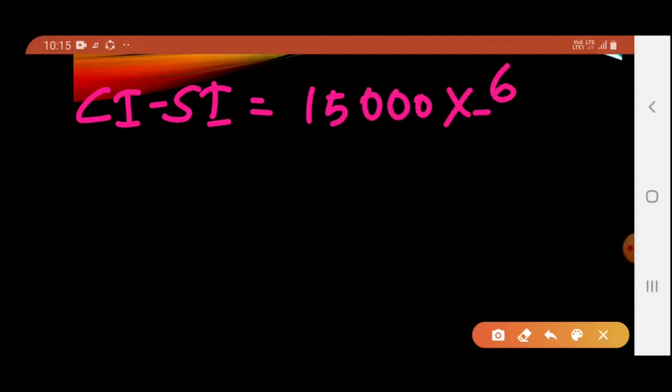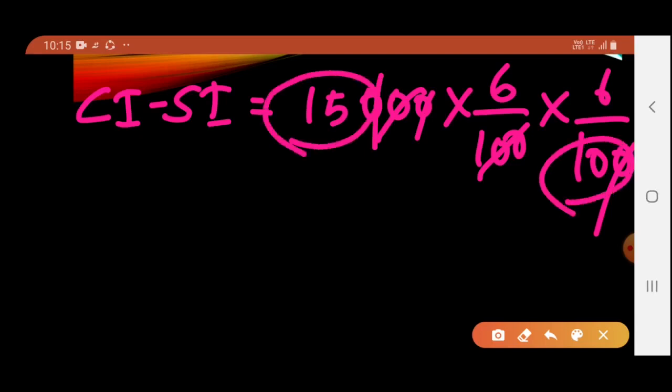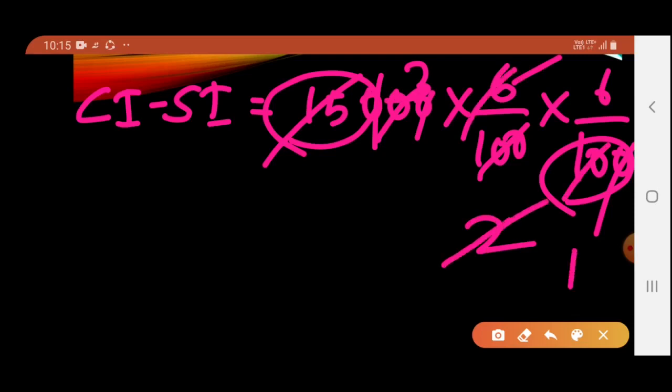So what is CI minus SI equal to? 15,000 into 6 by 100 into 6 by 100. Am I right? Here 2 zeros cancel. Here 1 zero cancels. Here we have one more zero, it is 10. Here it is 15. We can cancel by 5. 3 5s are 15, 2 5s are 10. Here 6 and 2, we can cancel. 1 2 is 2, 3 2s are 6.